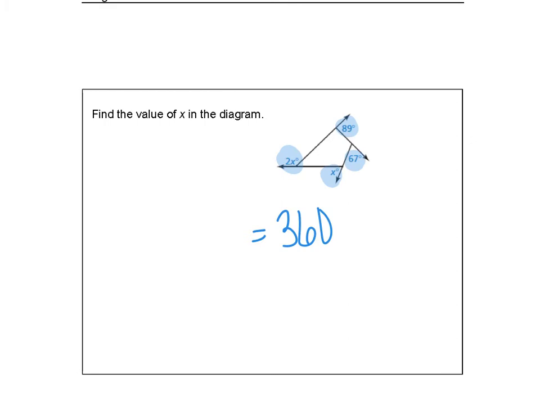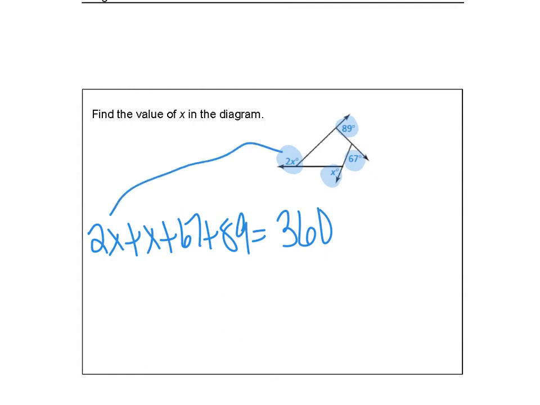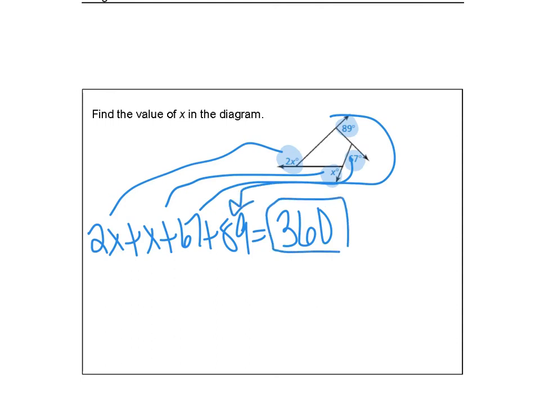We're not finding each angle because it tells us what each angle is. We're just adding them all and figuring out how to find x. So we're going to say 2x plus x plus 67 plus 89. If I add all of my exterior angles up, it's going to equal 360. Exterior angles is always going to be 360.